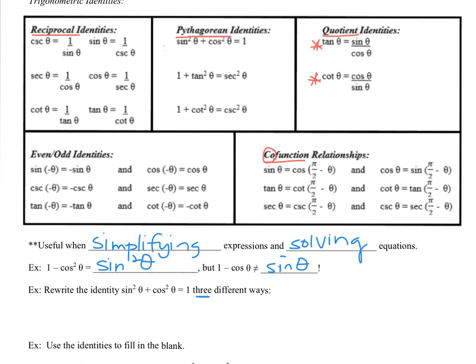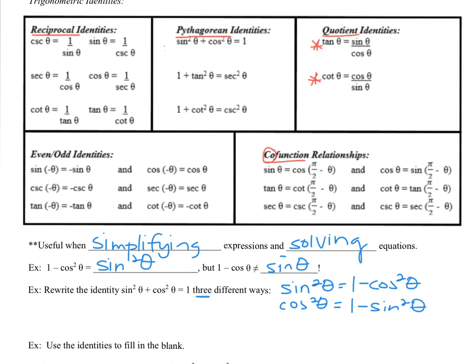Well, we've already done one. If you move cosine squared to the other side, you could rewrite the identity simply by saying sine squared theta equals 1 minus cosine squared theta. That's just a different interpretation of that Pythagorean identity. Think of another way to write that. What if we kept cosine on the left and moved sine to the other side? That means cosine squared theta would be equivalent to 1 minus sine squared theta.